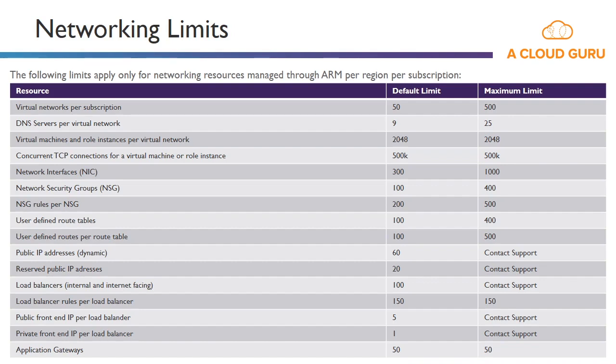But the other ones I'll bring your attention to are public IP addresses, which for dynamic ones you can have 60, for reserved public IP addresses 20, and to actually get those increased, you have to contact support, and they don't like to increase those very easily. So that's just something to be aware of there as you're thinking through some of your network configurations.